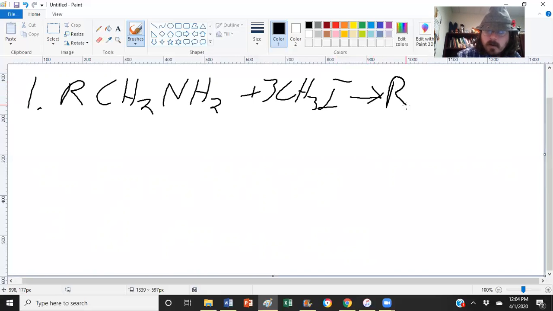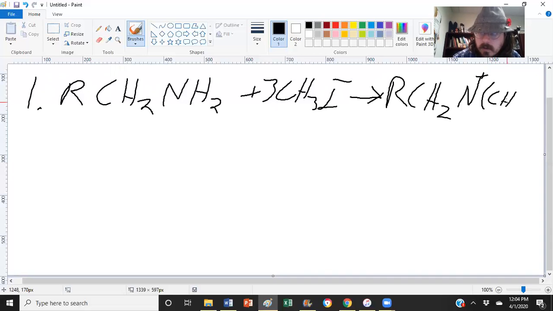So we're going to form our substituted amine. This is now the trimethylammonium, plus I minus, and of course 2 equivalents of HI. So we've exhaustively methylated. We learned about that reaction last week: alkylation of amines, and one of the things we do is exhaustive methylation.